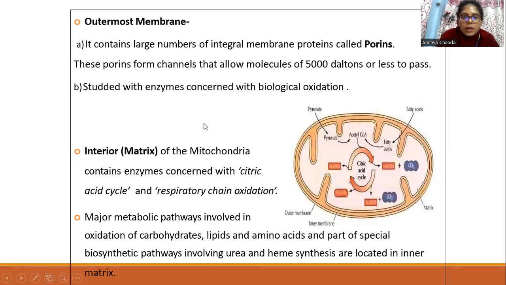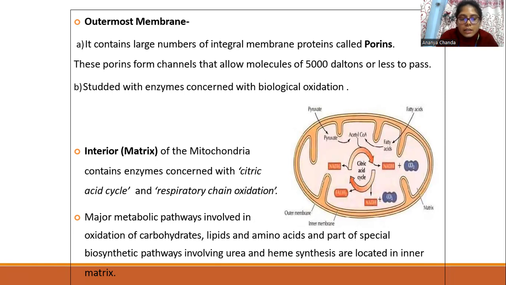Then comes the outermost membrane. The outermost membrane consists of porins, a protein-like structure. These porins are a passage-like structure that forms a channel that allows molecules of size 5000 Dalton or less to pass.